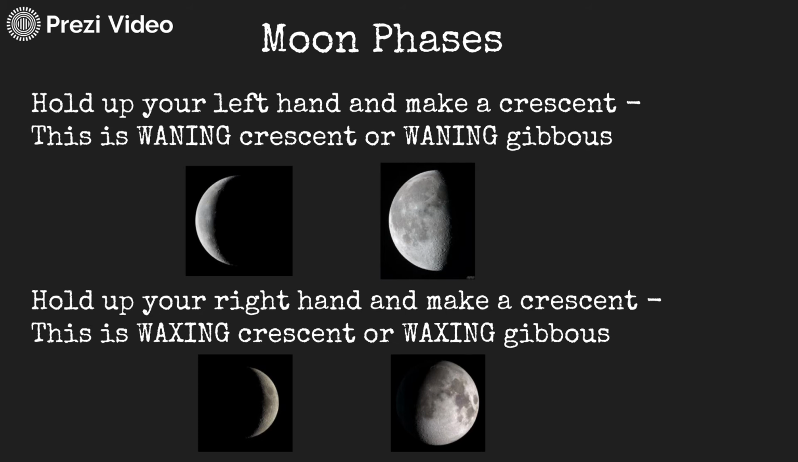So think of waxing as getting from smaller to more. So less of the moon's visible to more of the moon's visible. Waning, more of it is visible to less of it is visible. And gibbous is where you can see more than half of the moon. It's gibbous. If less than half of it is visible, that's waning.